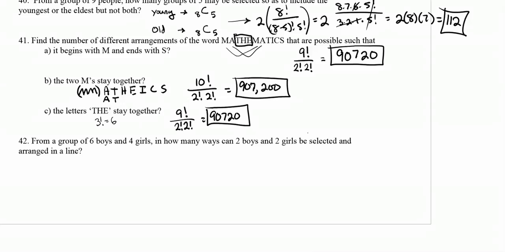Last problem. From a group of 6 boys and 4 girls, in how many ways can 2 boys and 2 girls be selected and arranged in a line? So we got 2 boys and 2 girls. And so first of all, let's see, if this were a word, how many different words could we make? For example, another arrangement could be boy, boy, girl, girl, or we could do boy, girl, boy, girl, and so on.